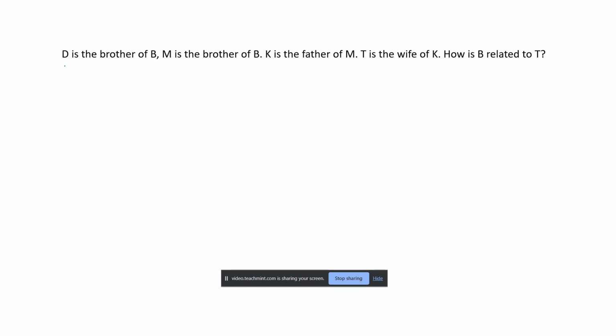First one, he is saying D is the brother of B. So I know that D is the brother. That means D is a male person. Whose brother? B's brother. That means single horizontal line. We are going to write B. So this diagram indicates D is the brother of B. Go to the next statement. M is the brother of B. So M is also brother of B. So from B you are going to write one horizontal line. Then we are going to represent M. But I know M is the brother. So M is a male person.